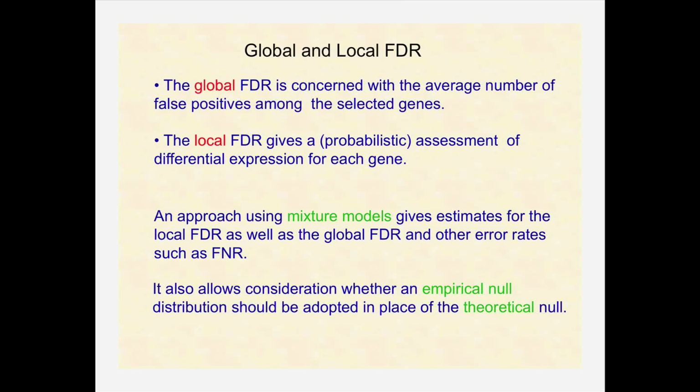So, as I was saying, the global false discovery rate is concerned with the average number of false positives among the selected genes, but the local FDR gives a probabilistic assessment of differential expression for each gene.